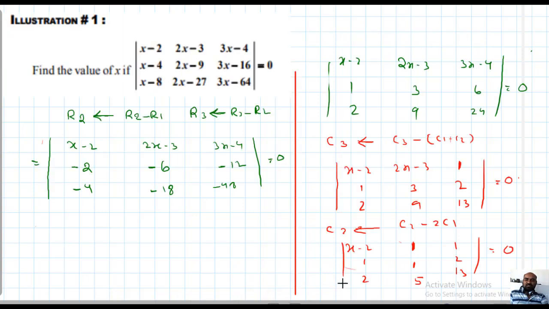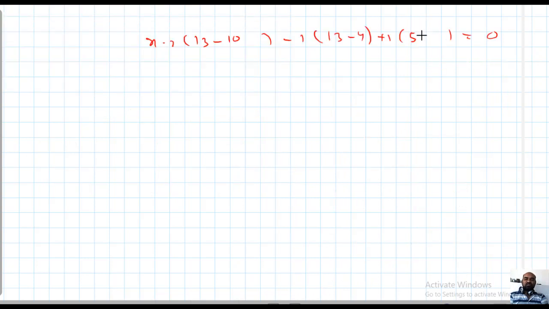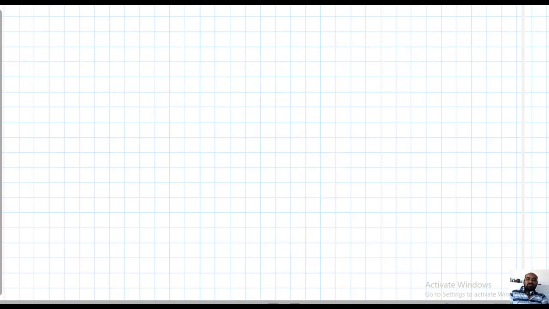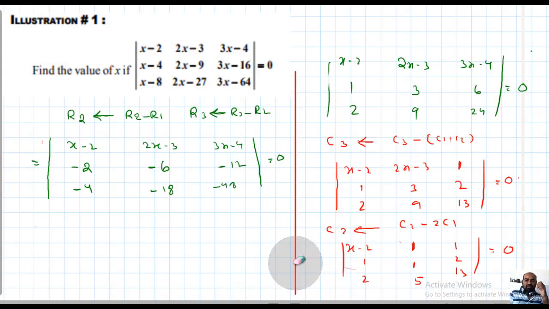What is that? 1 into 5 minus 2, so this is 13 minus 10, that is 3. So 3x minus 6, here that is 9 minus 9, that is 3, equal to 0. So 3x minus 12 equal to 0, or x equal to 4. In this way also we get x equal to 4 only, students. So that's why there are several ways you can solve the problem.